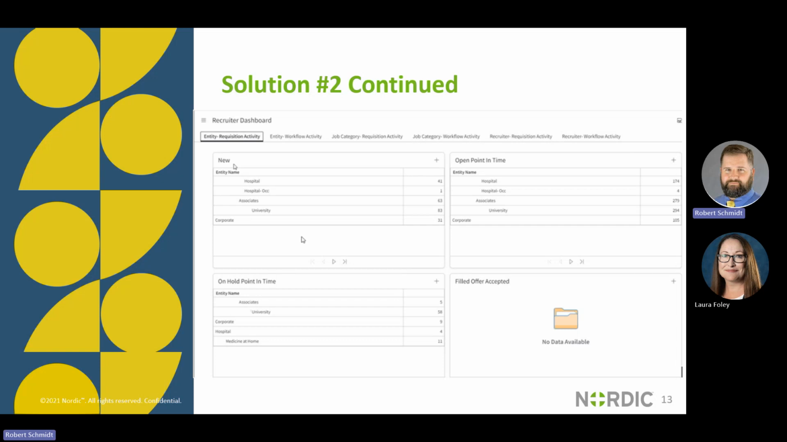To the right, we have open point in time. So this is looking back a specific period of time in order to provide back how many open requisitions we have. Once again, we're rolling that up under each entity, and we're providing that subtotal, right, per entity over on the right-hand side. And then based on status, we have our on hold point in time, right? How many of those requisitions are on hold?